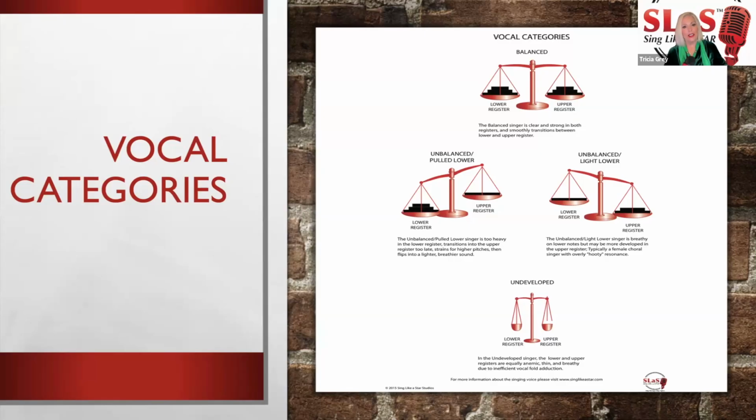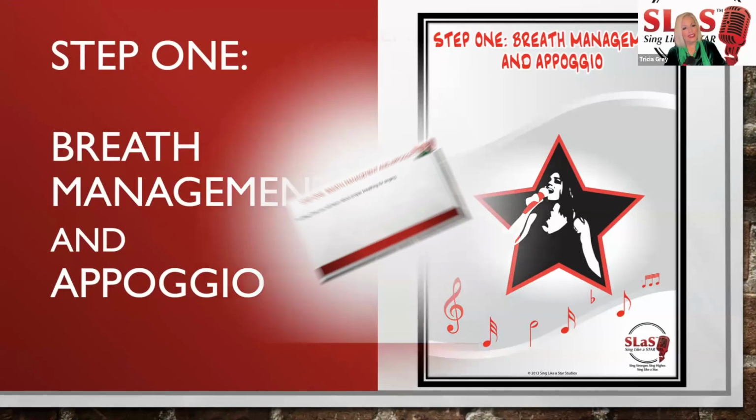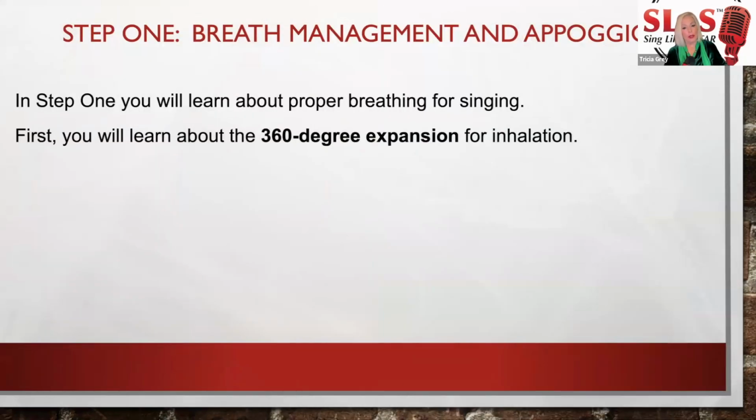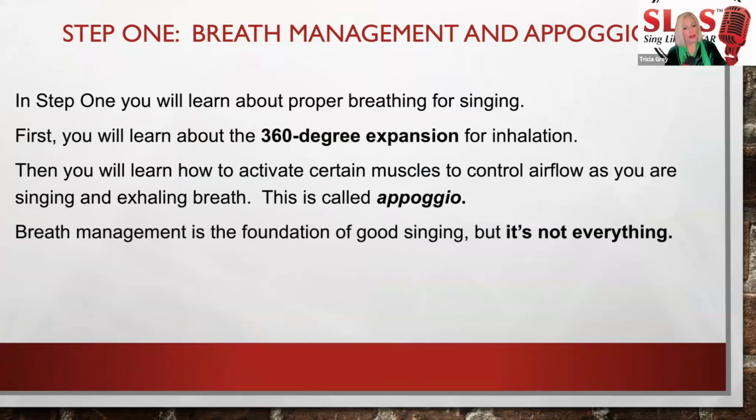Step 1, breath management and appoggio. In Step 1, you will learn about proper breathing for singing. First, you'll learn about the 360-degree expansion for inhalation. Then you'll learn how to activate certain muscles to control airflow as you're singing and exhaling breath. This is called appoggio. Breath management is the foundation of good singing, but it's not everything.